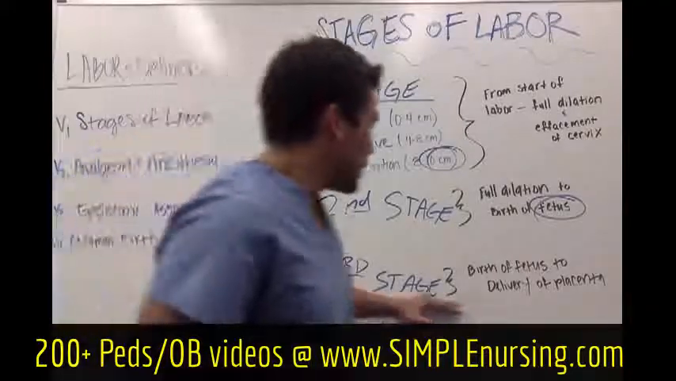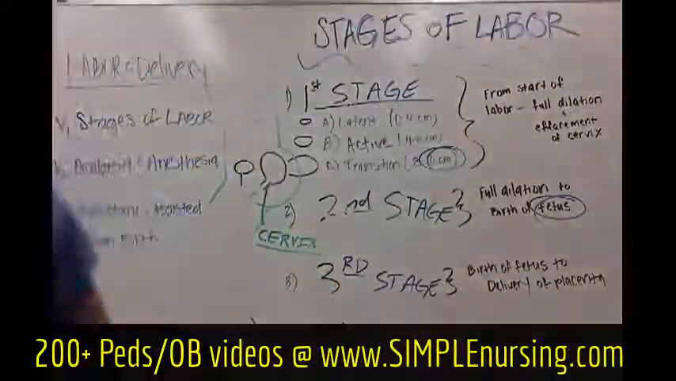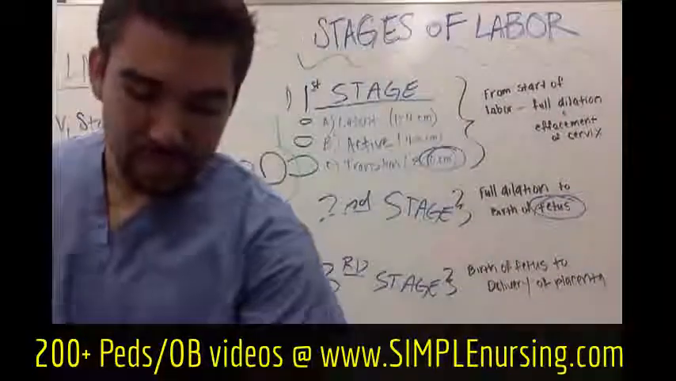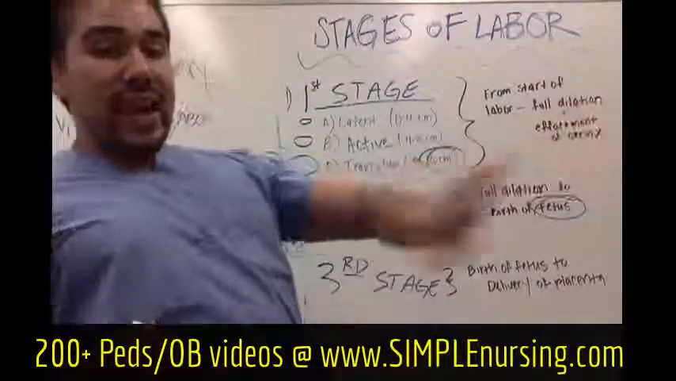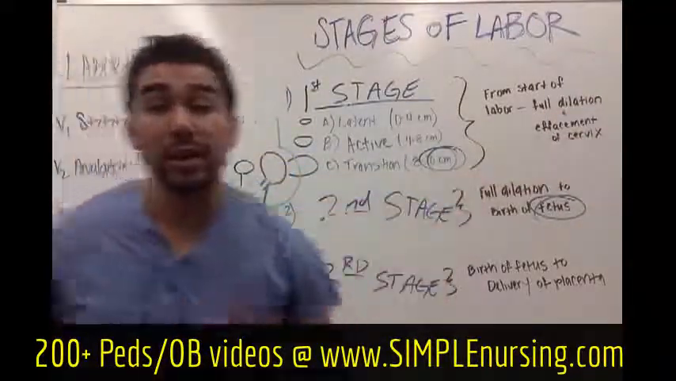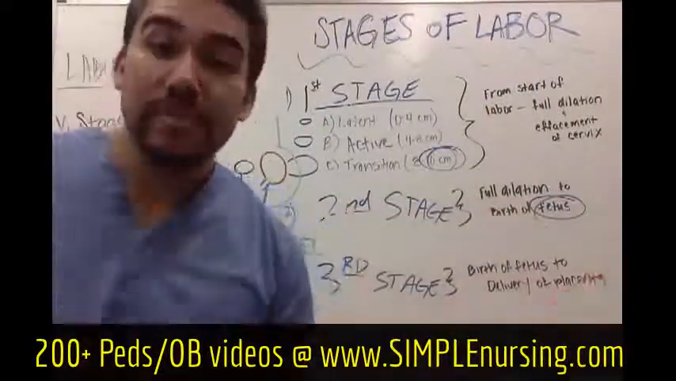So third stage, our birth of the fetus to the delivery of the placenta. We have a delivery of the baby. The baby's still attached to this big long cord called our umbilical cord. And then the placenta comes out.